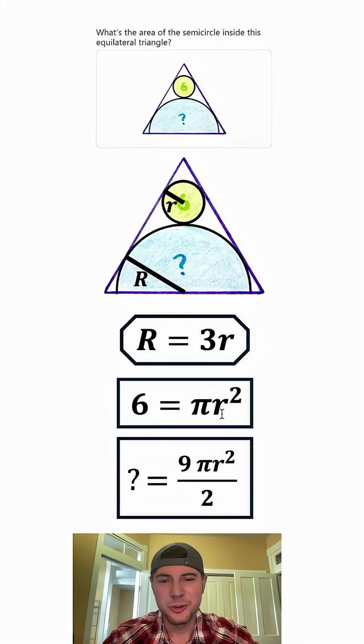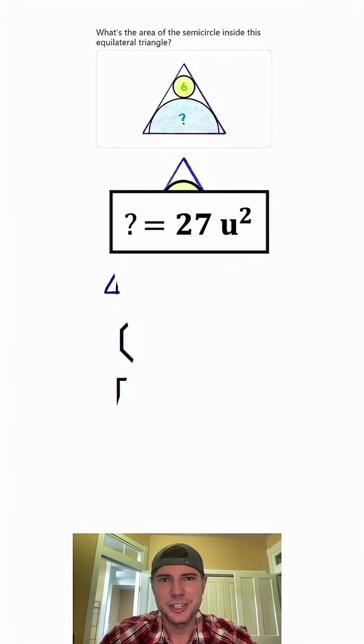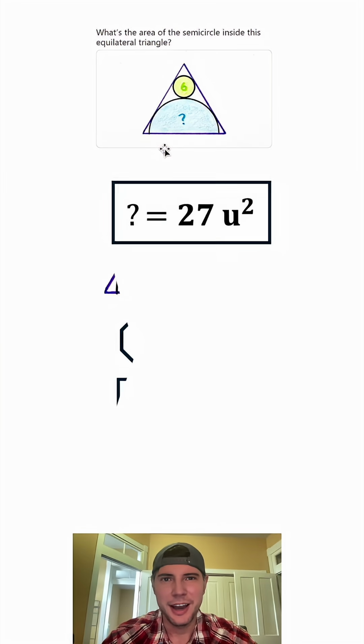Well, pi little r squared is equal to 6. So in the place of this, we can plug in 6. And then 9 times 6 is 54, and 54 divided by 2 is 27. Let's give it a label of units squared, and that is the answer to our question. The area of this semicircle is 27 units squared. How exciting.